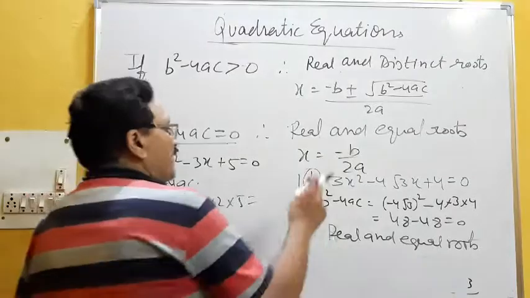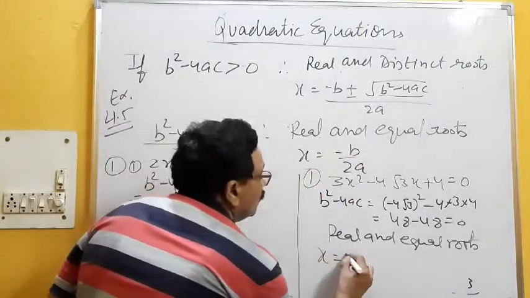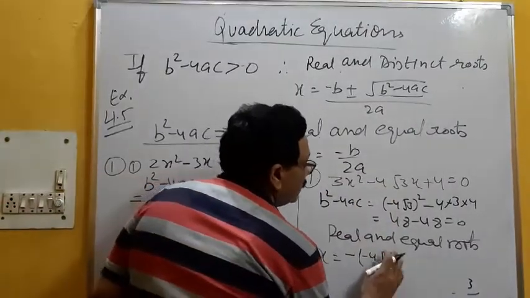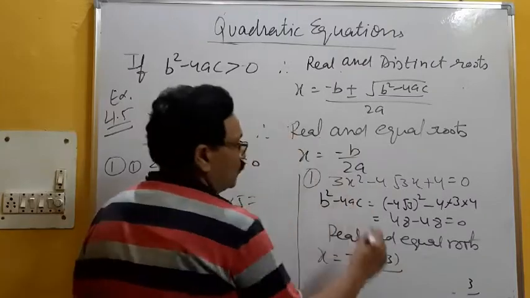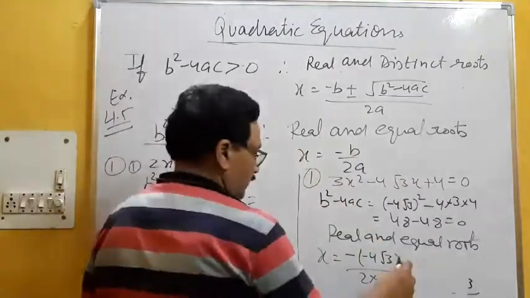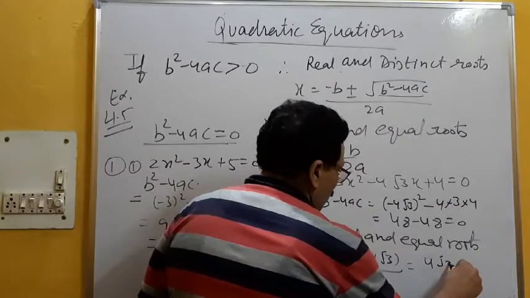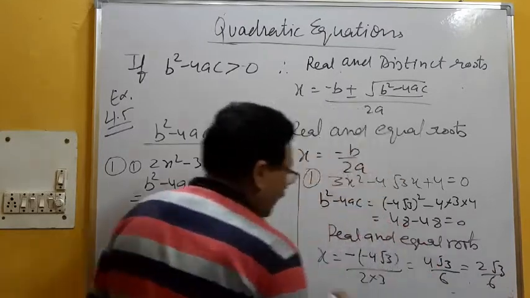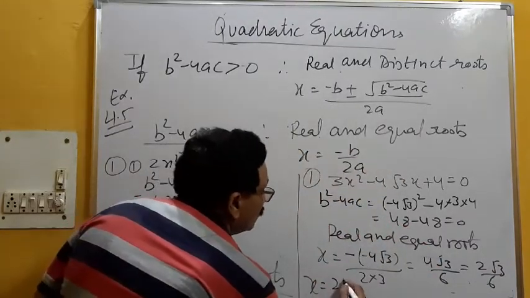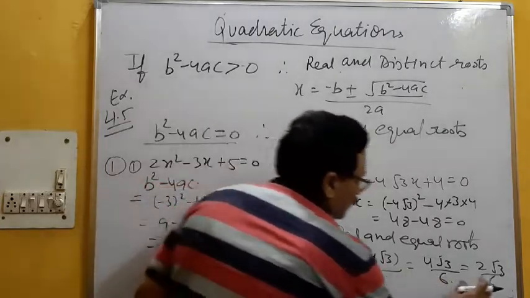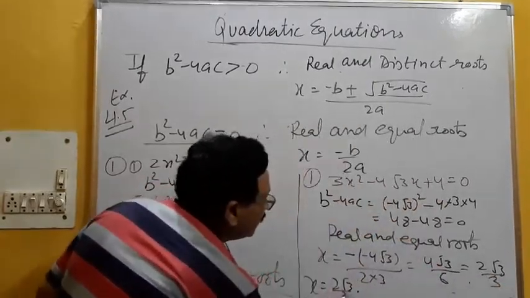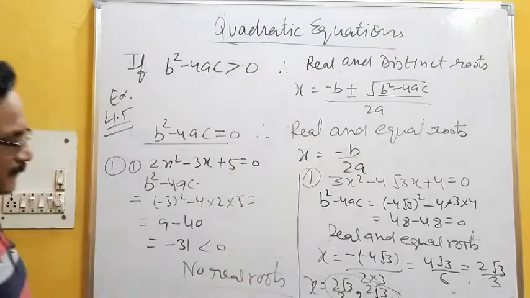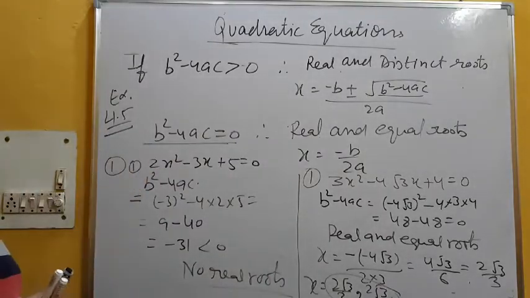So now you see, directly you can find x equal to minus b upon 2a. So minus b is what? This. It becomes minus of minus 4 root 3 upon 2a, 2 into 3. So what will you get? 4 root 3 upon 6. The final answer you will write: x equal to 2 root 3 upon 3. Sorry, 2 root 3 upon 3, comma, 2 root 3 upon 3. This is your answer. So you can see, this is the only use of this formula, right?